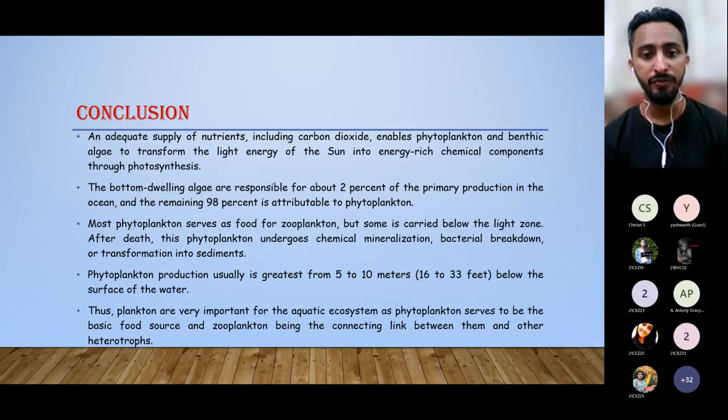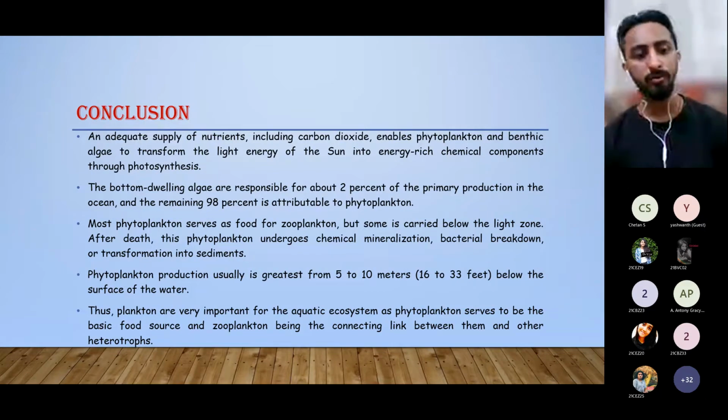Phytoplankton production is usually greatest from 5 to 10 meters. This is mostly for open oceans and deeper waters. Below 5 to 10 meters, or 16 to 33 feet, phytoplankton production is not much, and the first 5 to 10 meters usually has the high number because it is a photic zone where light enters the water.